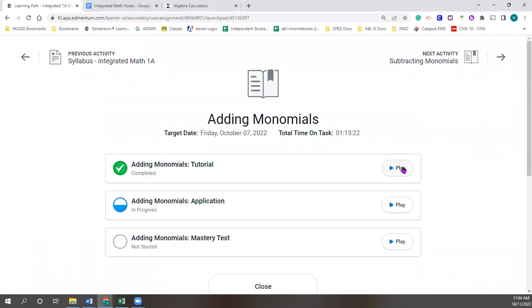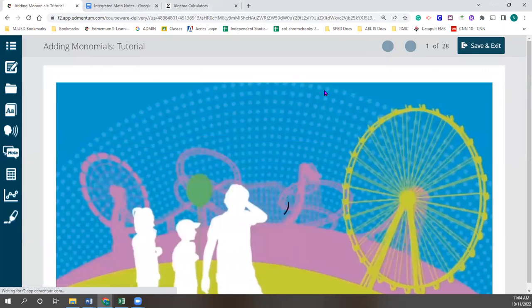I've already completed the tutorial, but I'm going to go back through it quickly so that folks can play along at home. Now, these tutorials do not have guided notes. I will provide you with a teacher-created set of guided notes. However, because they're not available, we have to kind of create our own.